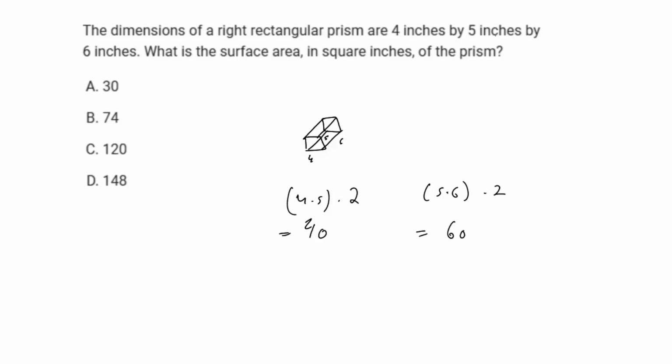And then now we have these two sides, right? We've got 4 times 6, so we have 4 times 6 times 2. So what is 4 times 6? That's 24, times 2, 48.